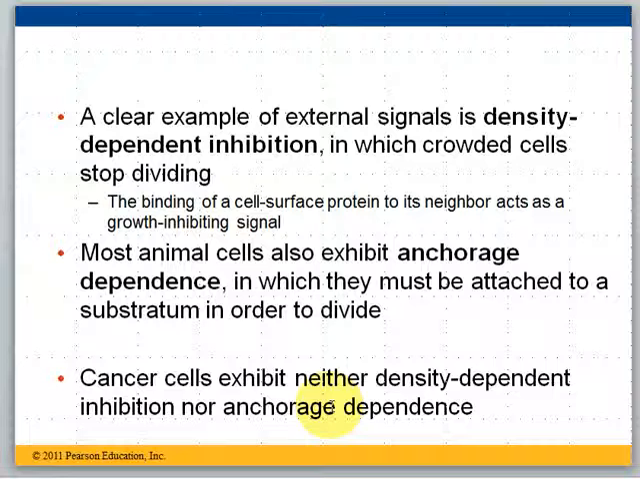That's different from when you see cancer cells, and we'll talk about cancer just a little bit, because cancer cells kind of break the rules. They don't exhibit either one of these. They don't exhibit density-dependent inhibition, and they don't exhibit anchorage dependence either. And that's a bad thing, because cancer cells will tend to grow out of control. Even when there's already too many of them, they ignore the signals, or they don't receive the signals properly, and they will begin to grow out of control.